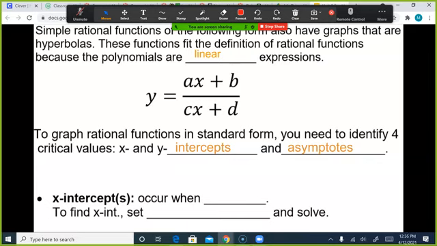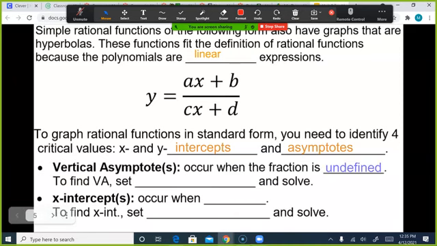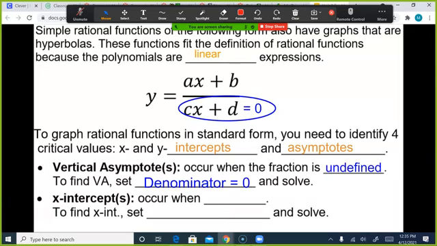Alright, so first, the vertical asymptotes. Remember, the vertical asymptote is what x cannot be. The thing that x cannot be is what makes the denominator 0. That's when the graph is undefined.